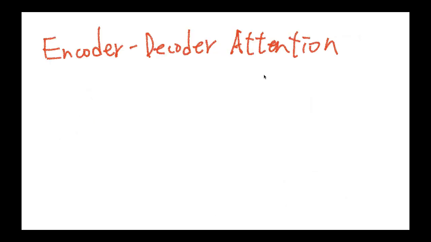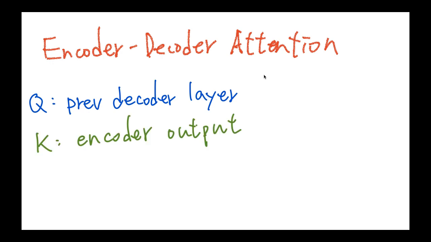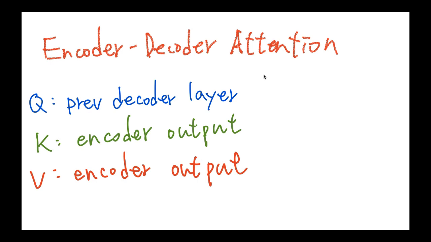Okay, so there are three different types of application of attention in the transformer architecture. The first one is encoder-decoder attention, where you have the query from your decoder layer, and your key is from your encoder layer output, and your value is also from your encoder layer output.